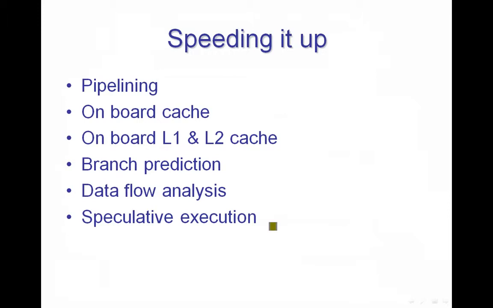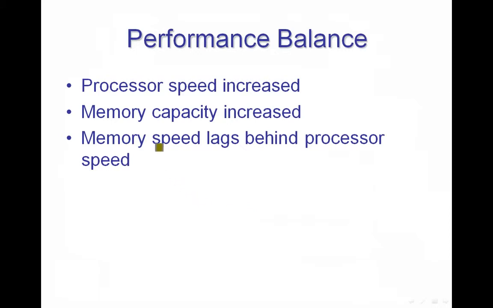We are dealing with speed, how we are speeding up our CPUs through pipelining, through the usage of cache within the CPU and within the board. We know that we have the level 1 cache and level 2 cache. We could use branch prediction, data flow analysis, and speculative execution on the CPU. For the performance balance of all of these things, we have a processor.